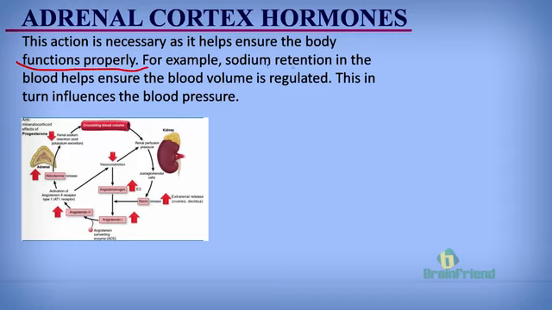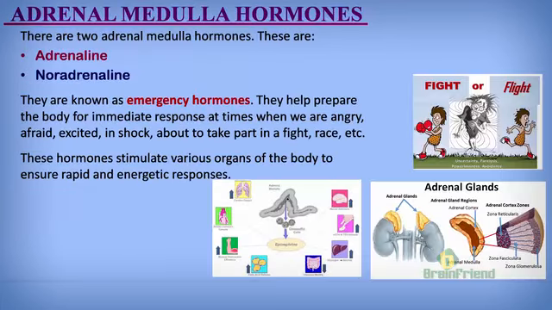If an adequate amount of sodium is retained in the blood or in the body, it will help to increase or stabilize blood volume. And if the blood volume is stabilized, of course, the blood pressure will also be stable. So by doing all of these things, aldosterone helps to maintain and stabilize the internal environment.